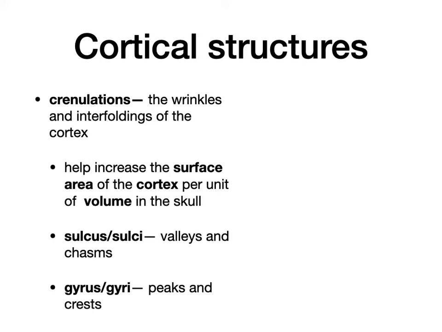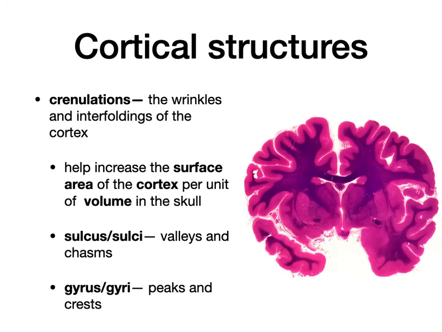So other little bits. The sulcus and the sulci, these are the valleys and the chasms, and the gyrus and gyri are the peaks and crests. So here we have a crosscut of the brain that shows there are lots of valleys, lots of sort of holes, you might say, but there are also lots of peaks.